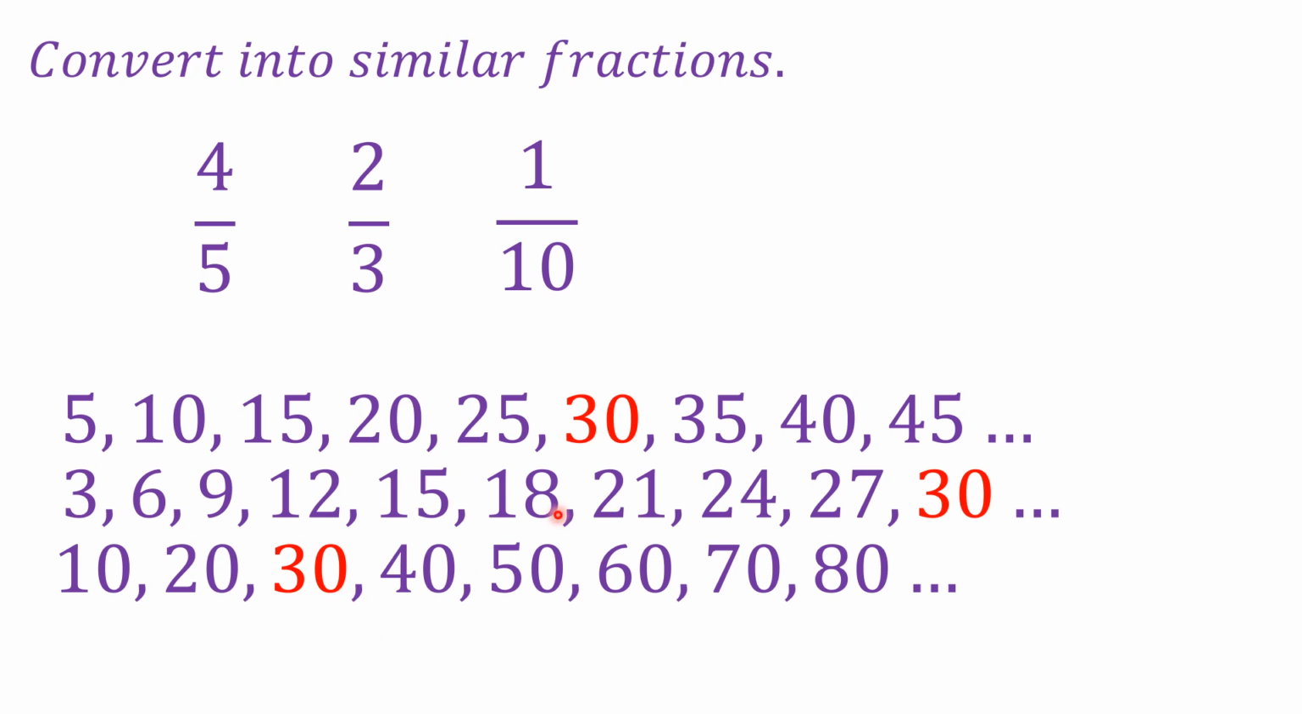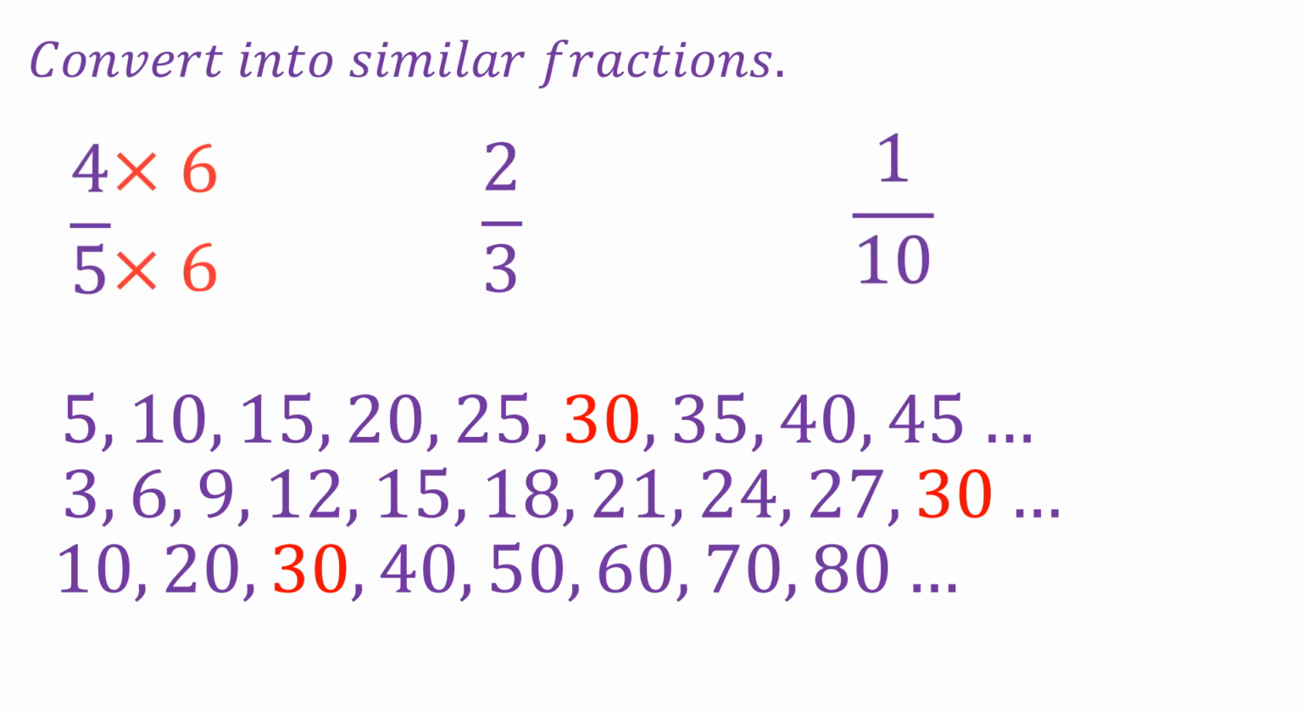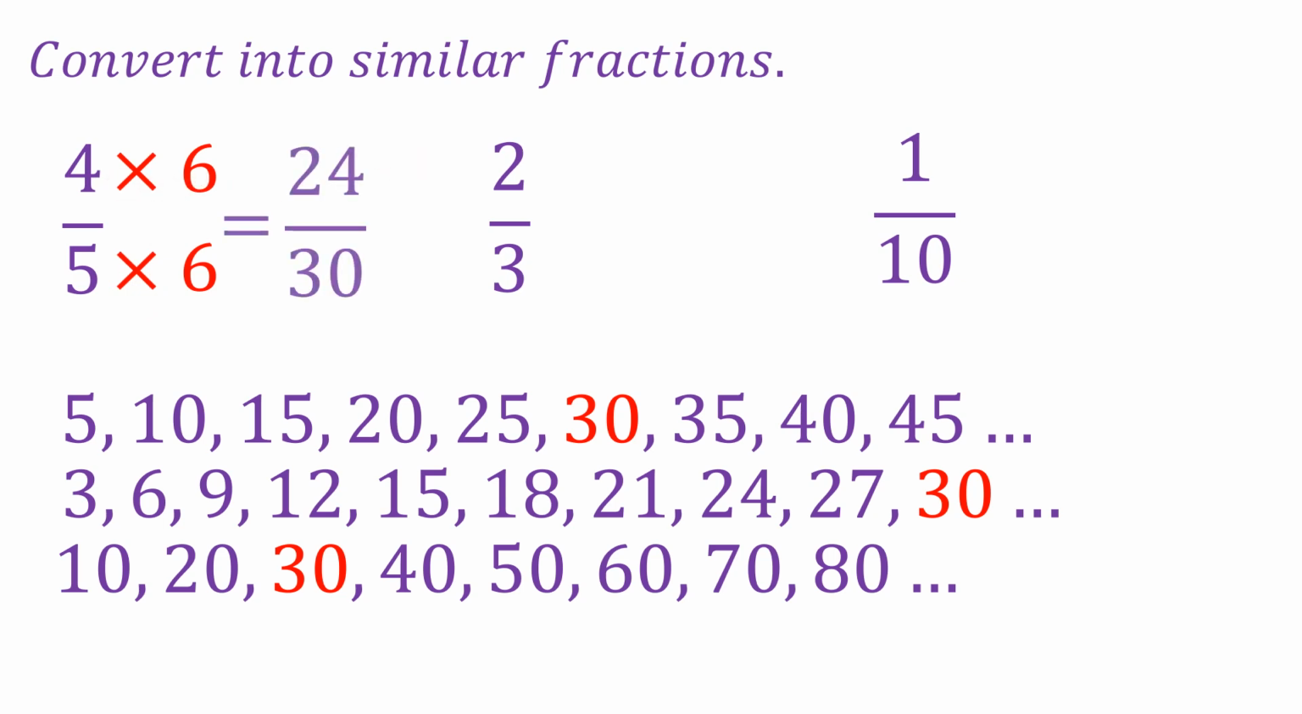As I said, it's not only 30 that is a common multiple. There are many common multiples like 60, 90, and so on. But the least, or the smallest, is 30. So we're going to use that. We're going to use 30 to make the similar fractions. That means we're going to change all these three fractions' denominators into 30. So how do we change this 5 into 30? We multiply it by 6 and do the same on top. So 4 times 6 is 24, 5 times 6 is 30.